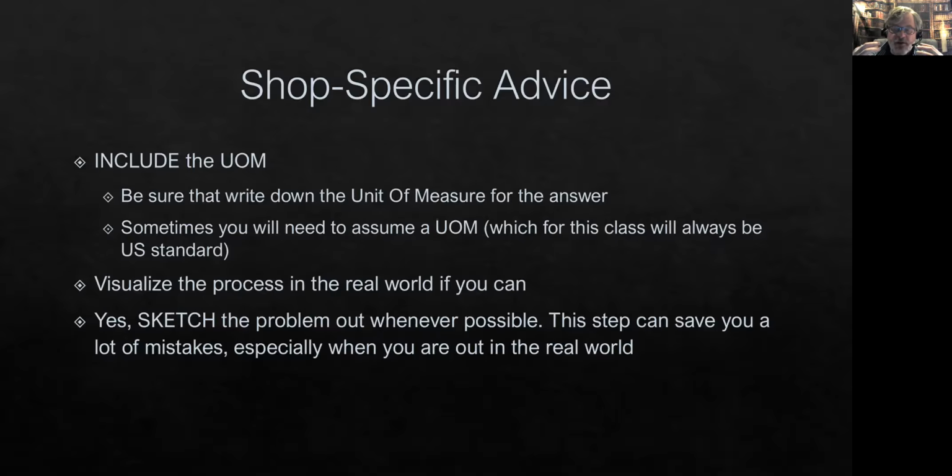Now, when it comes to the manufacturing world, I'm going to say always include the unit of measure. You should always write down the unit of measure as part of the answer. That's really important. Sometimes you'll have to assume a unit of measure. If we're in an English world, you're going to be using US standard for most units of measure, like pounds, inches, feet. So you're going to have to come up with an assumed unit of measure for what you need to come up with.